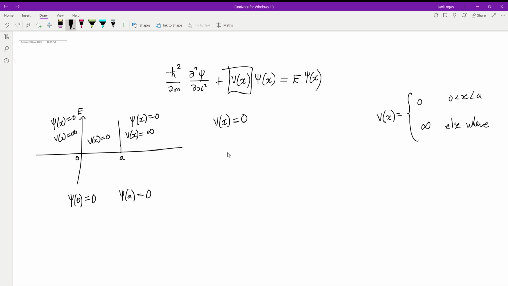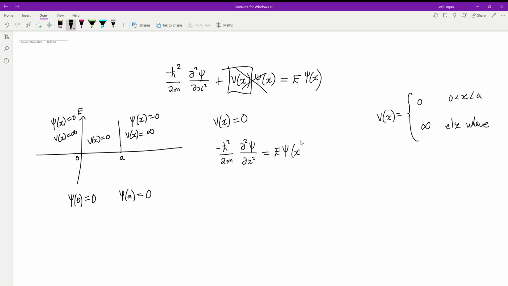So our new equation is negative h bar squared over twice the mass, times the second partial derivative of the wave function with respect to the x position. Now we're using the time independent equation here, we're not accounting for the time at all. And this is 0, so that whole term goes bye-bye. So this is going to be equal to the energy multiplied by the wave function.